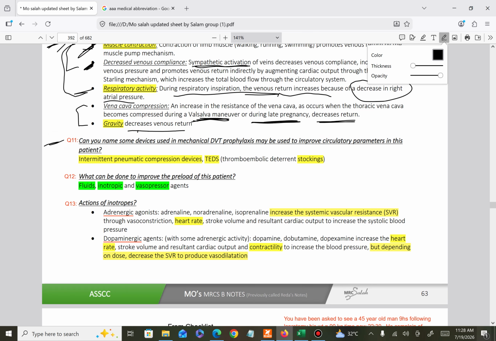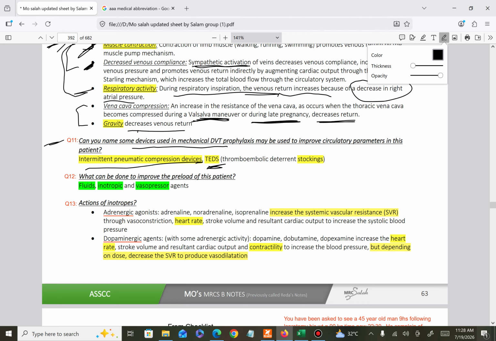Then the next question: can you name some devices used in mechanical DVT prophylaxis, which may be used to improve circulatory parameters in this patient? So we can use the intermittent pneumatic compression devices and TED stockings, thromboembolic deterrent stockings.